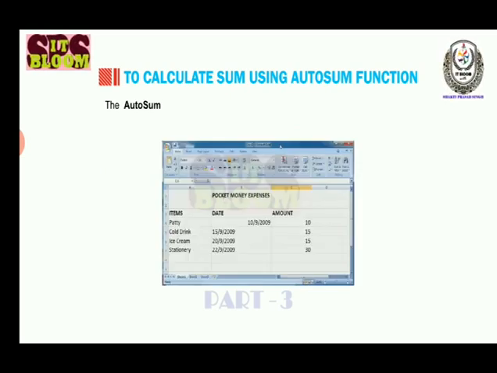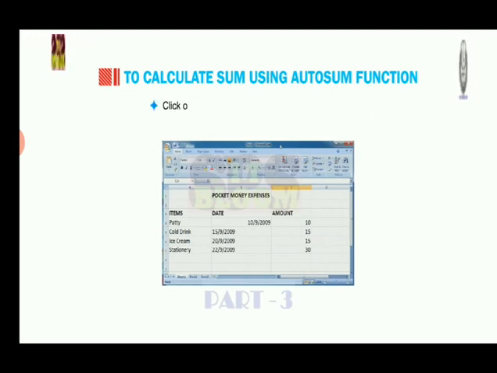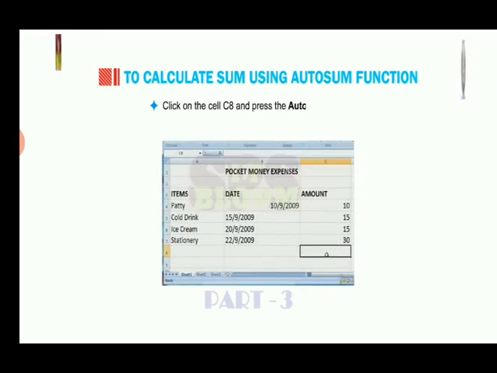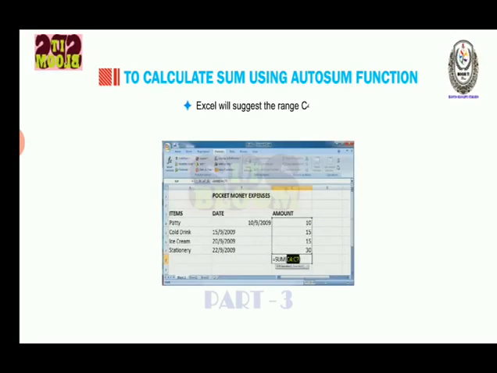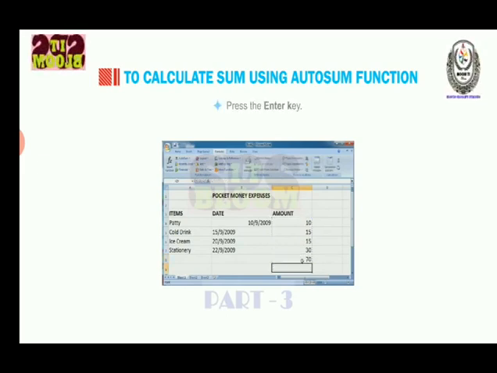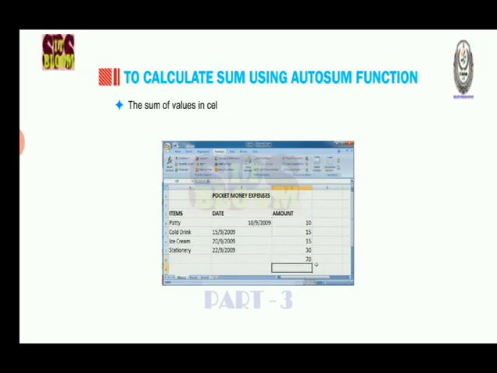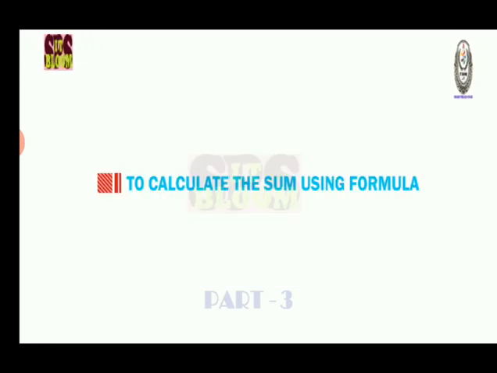Okay students, now let's learn how to calculate sum using the AutoSum function. The AutoSum function offers a shortcut to add up these columns and rows of data. Click on the cell C8 and press the AutoSum button. Excel will suggest the range C4 to C7. Press the Enter key. The sum of values in cells C4 to C7 is calculated and entered in the cell C8.